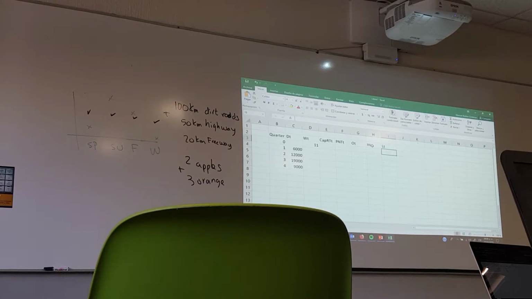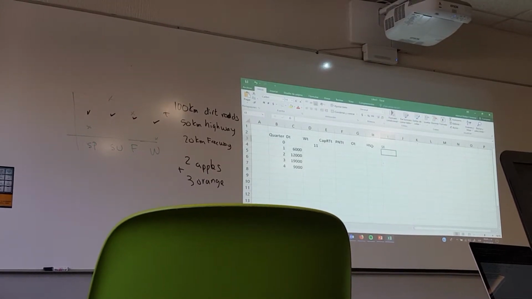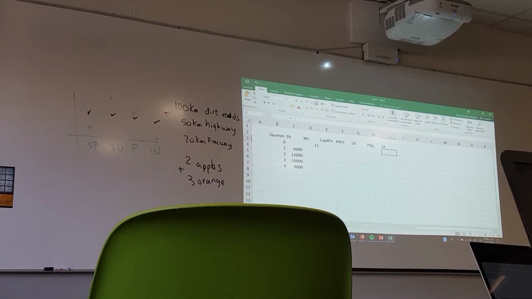Can you repeat LT? Yes, LT is the number of workers to be laid off at the beginning of period T. In this case, the periods are quarters, right? Any question about the variables?